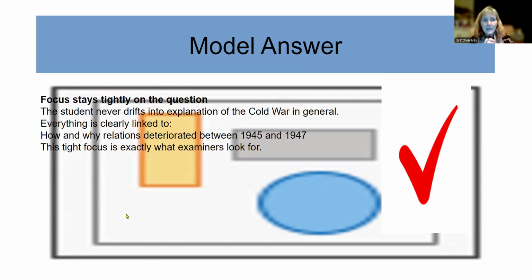And focus stays tightly on the question. Examiners hate it when you go off on tangents. The student never drifts into an explanation of the Cold War in general. Everything is clearly linked to how and why relations deteriorated between 1945 and 1947. This tight focus is exactly what examiners look for. If you think the more you write, the higher mark you're going to get, it's a myth.